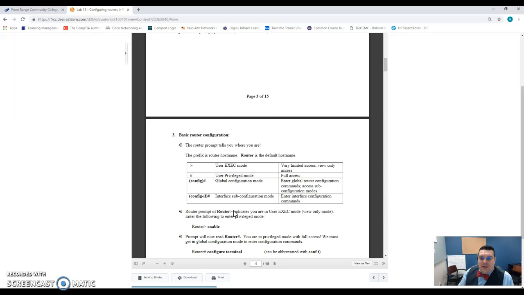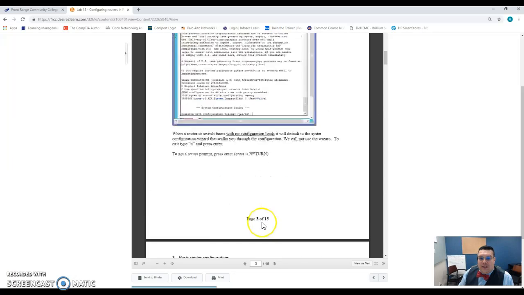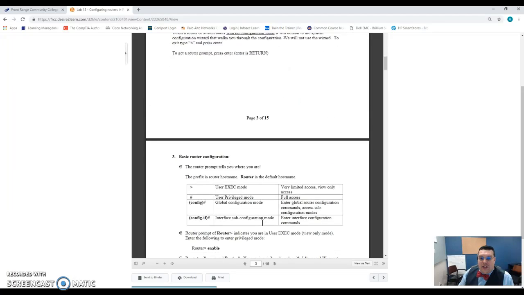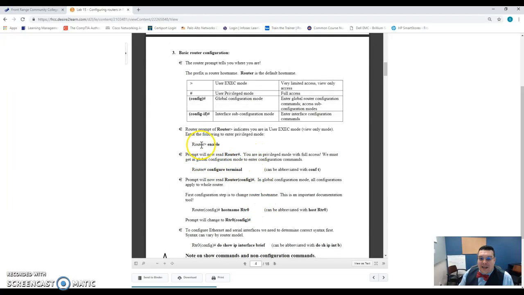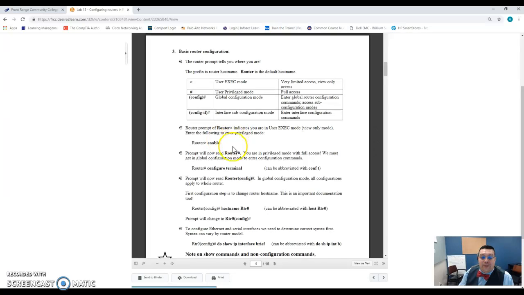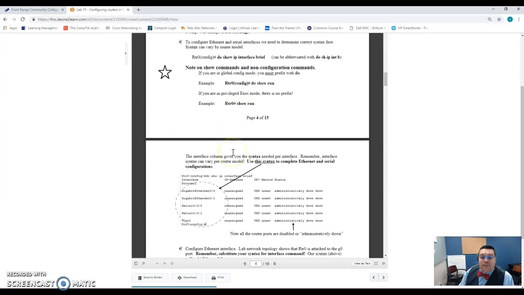Remember your first lab that you did this week, learning the router. It applies to the second lab where you're clicking enable or you're entering enable, and it pulls you to different levels of configuration you're allowed to do. There we go. That's the best one.